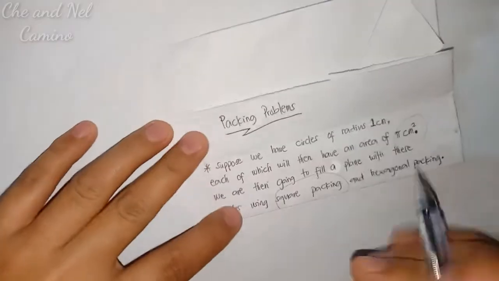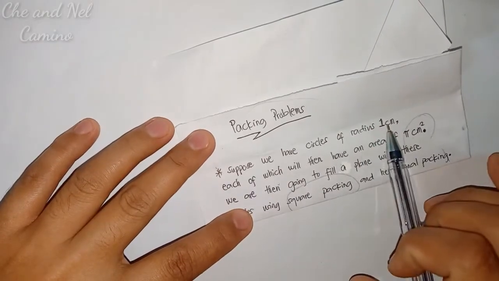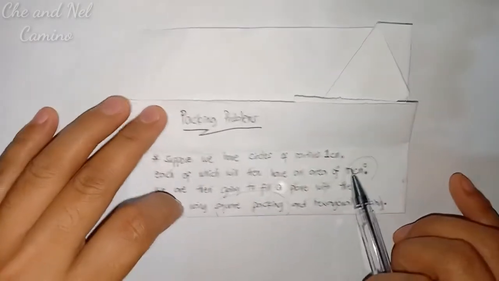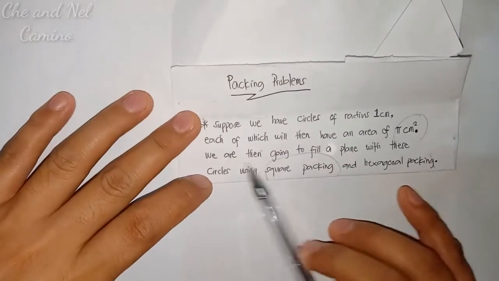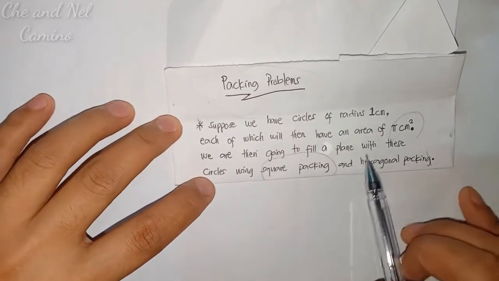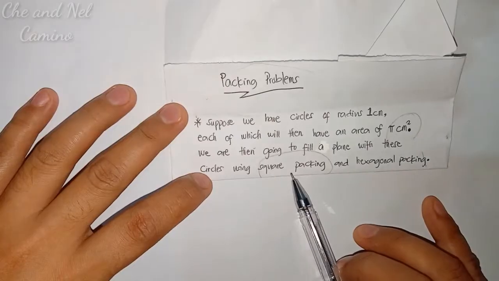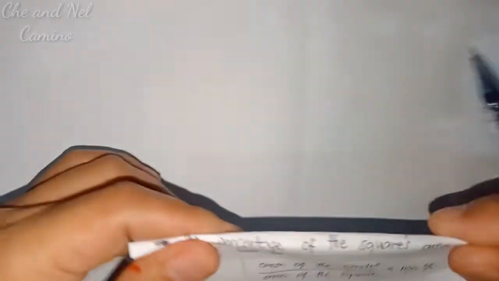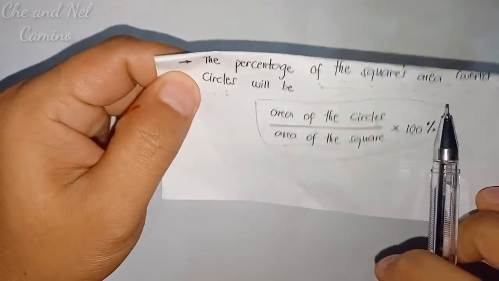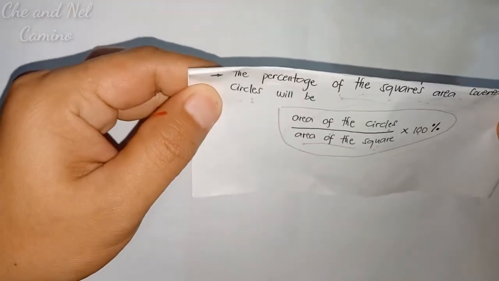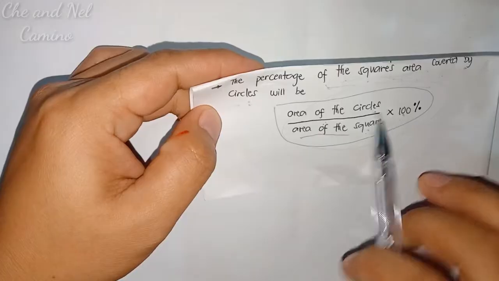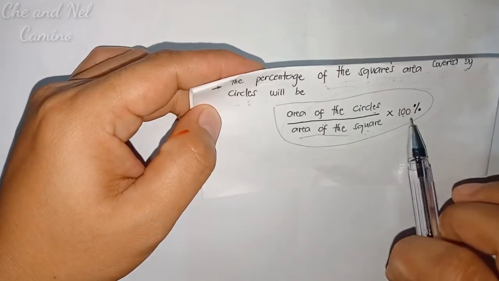Suppose we have circles of radius 1 centimeter, each of which will then have an area of pi centimeter squared. We are then going to fill a plane with these circles using square packing and hexagonal packing. First, we will take up the percentage of the square's area covered by circles. We will use the area of the circles over the area of the square times 100%.